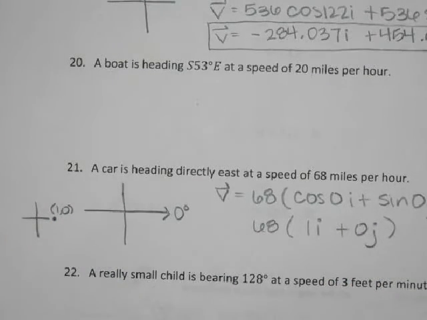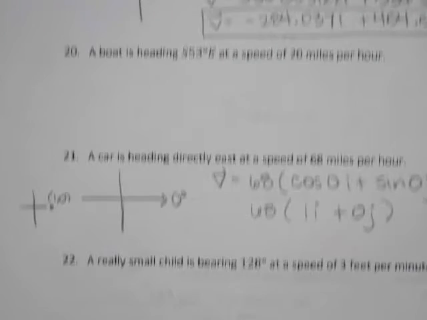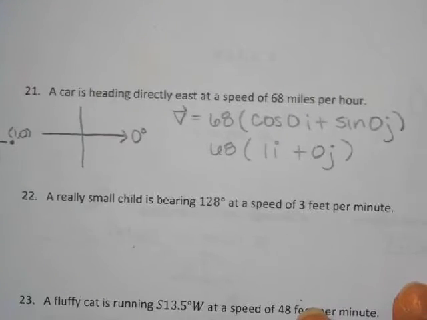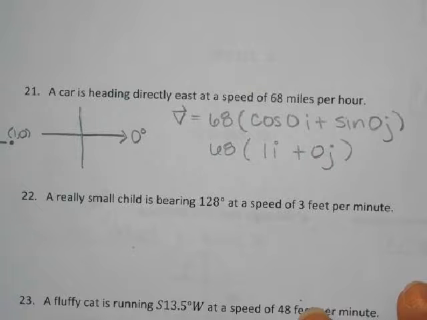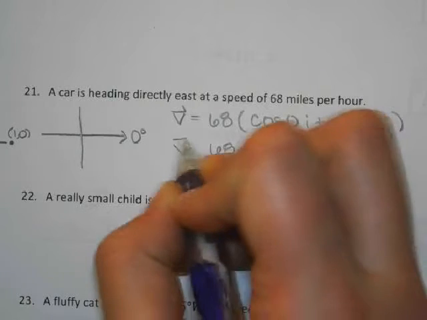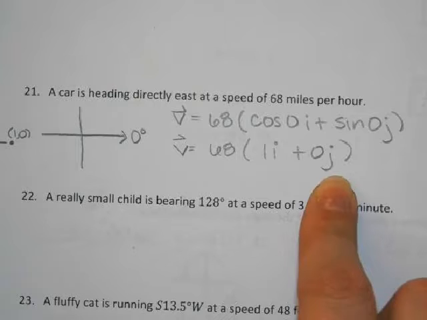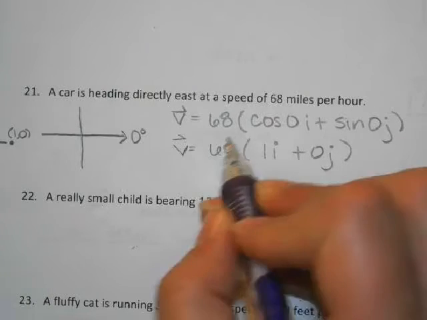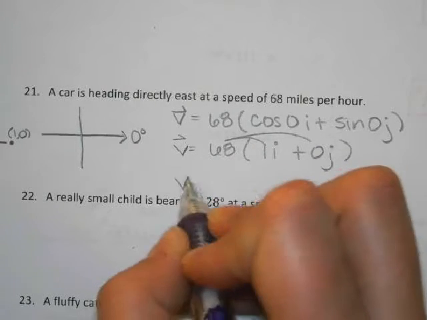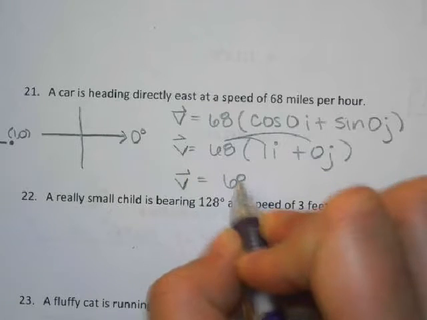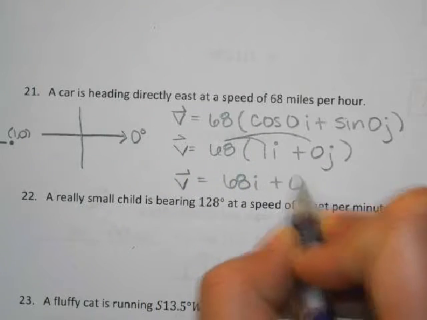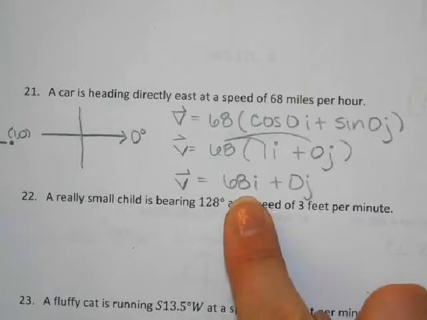So if you come across a problem where your angle measurement is something that is on the unit circle, then I would like for you to use the unit circle to simplify it as you go. Okay? All right, so we have vector V is 68 times 1i plus 0j, and then what do I do? Now I can distribute. So V is 68i plus 0j, or if you just wanted to say V is 68i, that would be fine as well.